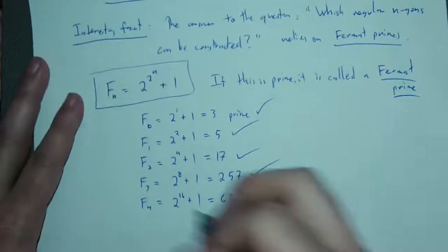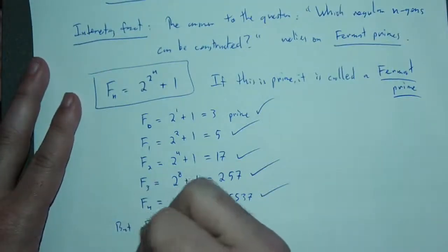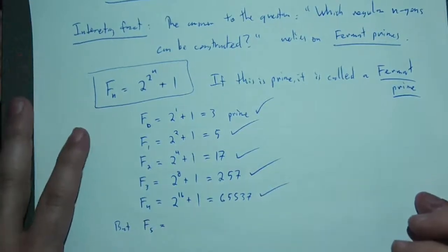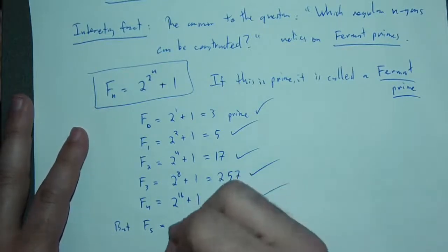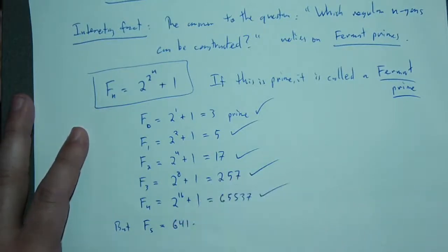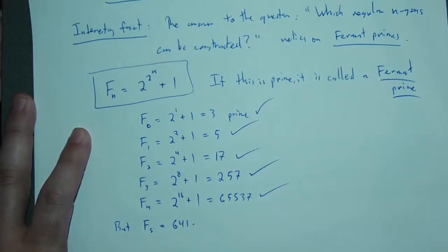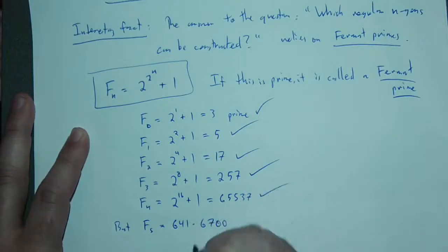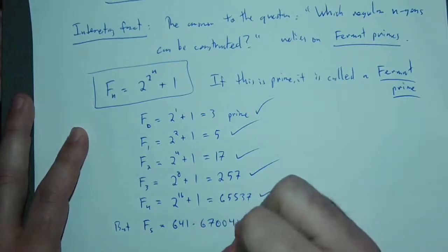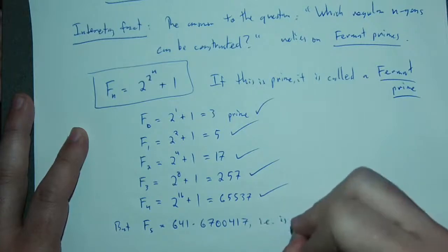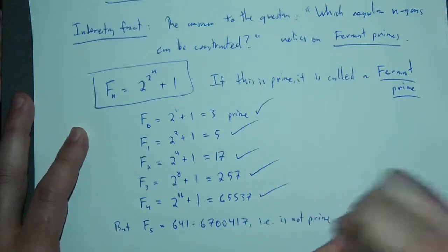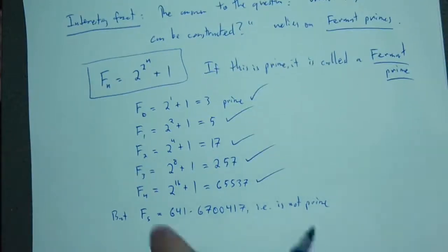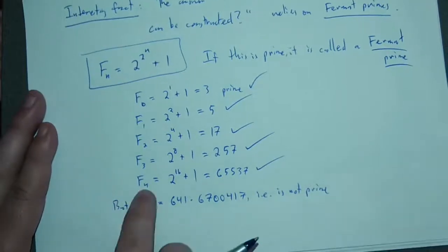Okay, but F sub 5 is, how does this factor? F sub 5 is 641 times 6,700,417, i.e. it is not prime. Now, it is unknown how many of these, or if there's another prime. It is believed that none of them are prime after F sub 4.